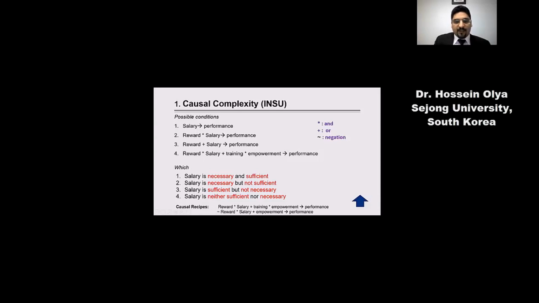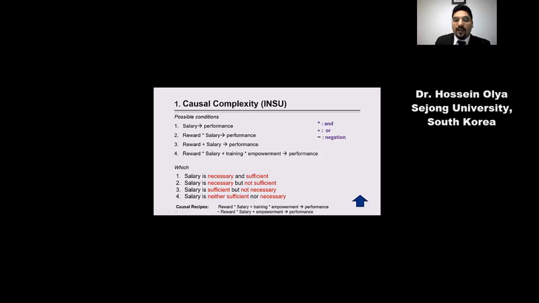I provided some other conditions to explain and understand this better, these INUS conditions, which are very important and basic for understanding this methodological approach. Look at this condition: reward and salary or training and empowerment lead to a high level of performance. It's not just this recipe, it's not just this model that will lead to a high level of performance.